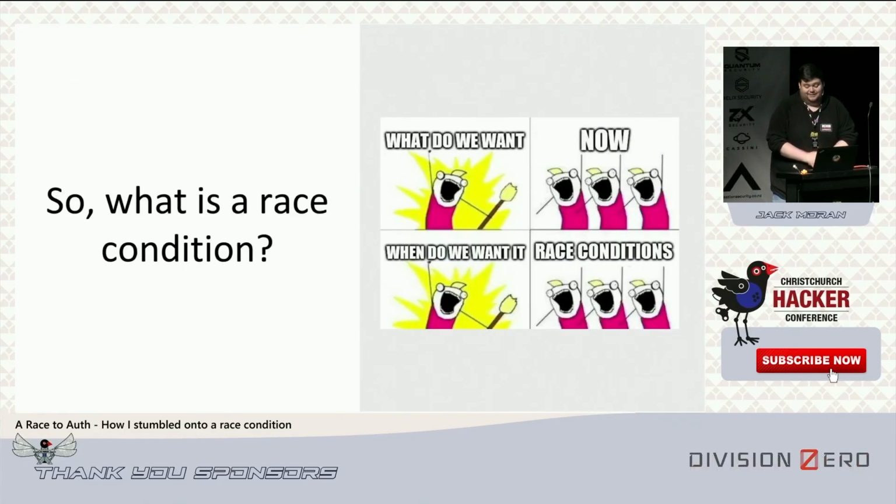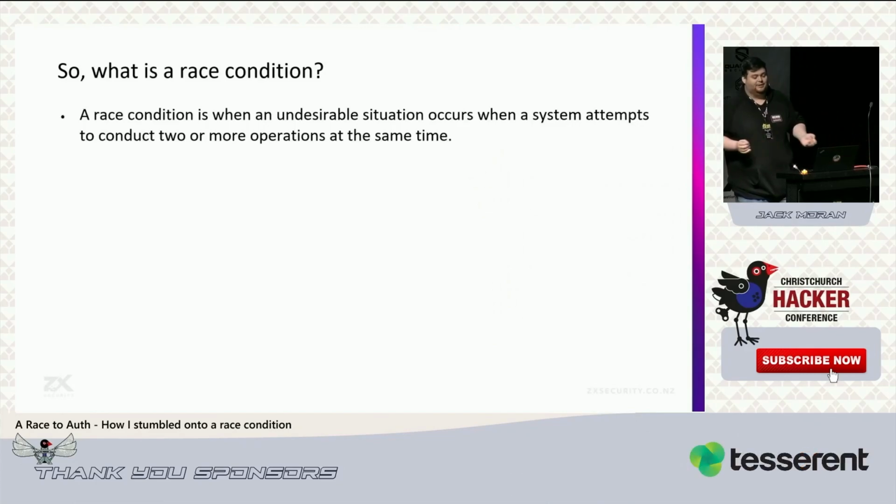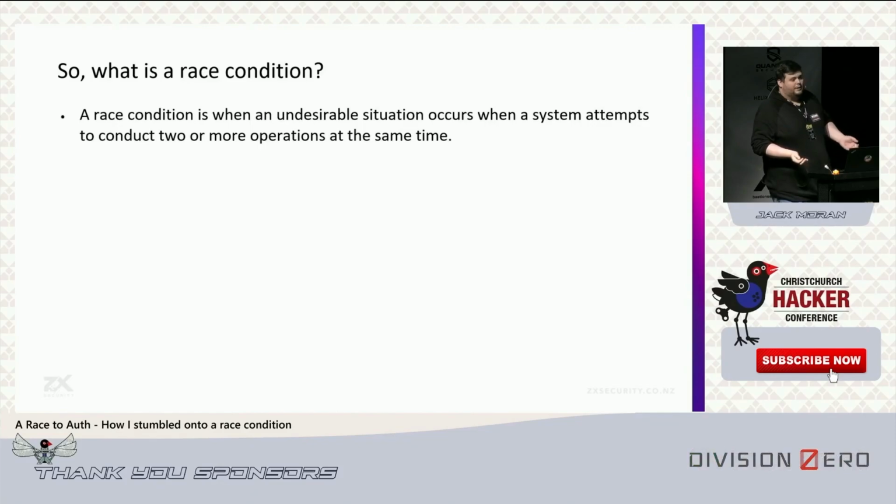So let's kick off. What is a race condition? A race condition is an undesirable situation which occurs when a system attempts to conduct 2 or more operations at the same time. They can occur in web applications when requests are processed concurrently, leading to multiple threads trying to interact with the same data at the same time.